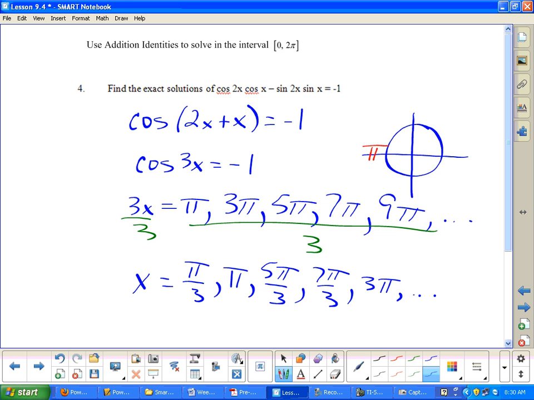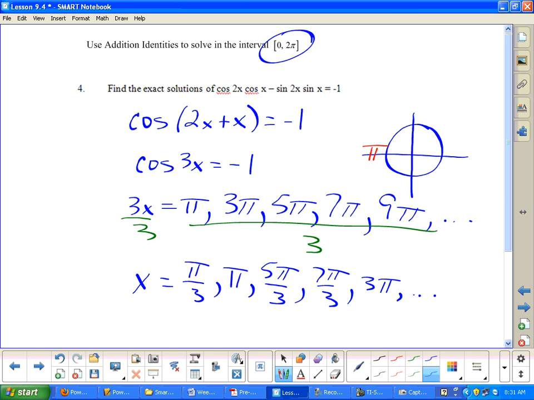Now the thing is, we want our answer between 0 and 2 pi. Now, is pi over 3 between 0 and 2 pi? How about pi? Okay, 5 pi over 3? How about 7 pi over 3? Great, why not?